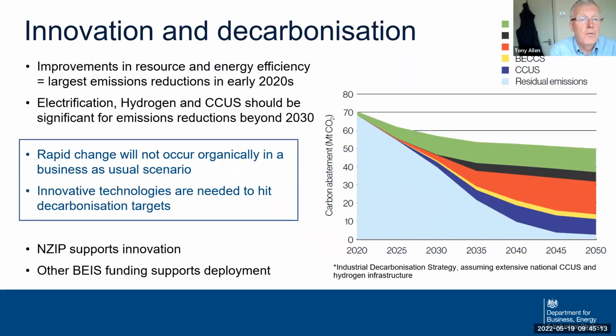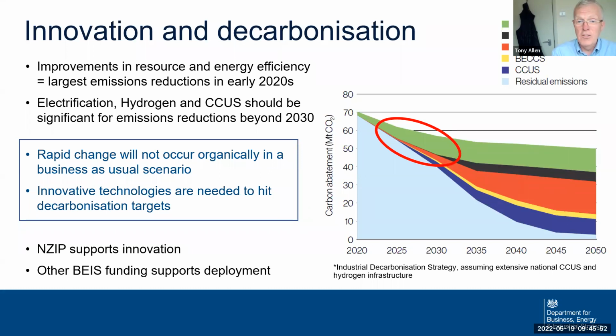Another figure taken from the Industrial Decarbonisation Strategy, which I believe originates from the Committee on Climate Change. What this really illustrates is that in the near term, one more mouse click, please, the majority of the carbon abatement will come from resource efficiency or energy efficiency measures. It's not till around 2035 that the bigger change, due to increased use of electrification, hydrogen and carbon capture, will start to come in and play their role.